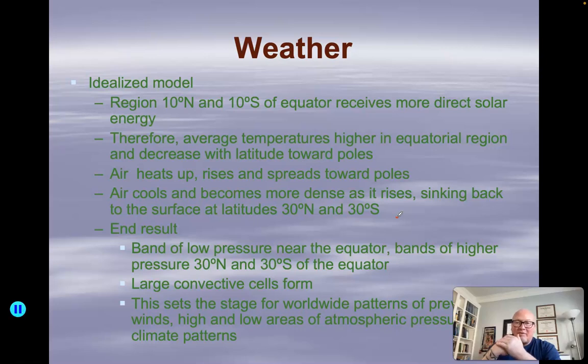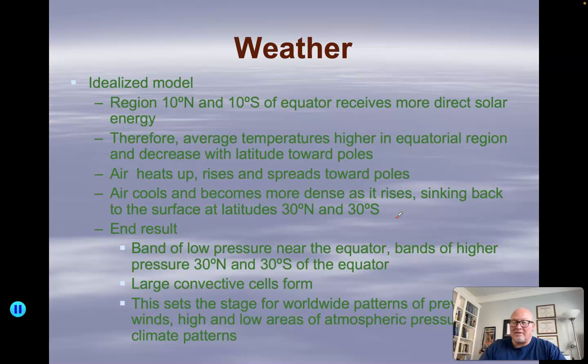So as air heats up and rises and spreads towards the poles, it cools and then becomes more dense, and then it sinks back to the Earth's surface. As a result, you get these bands of low pressure near the equator. Low pressure because the air is rising. That gives you less air pressure. And then you have bands of high pressure around 30 degrees north and south.